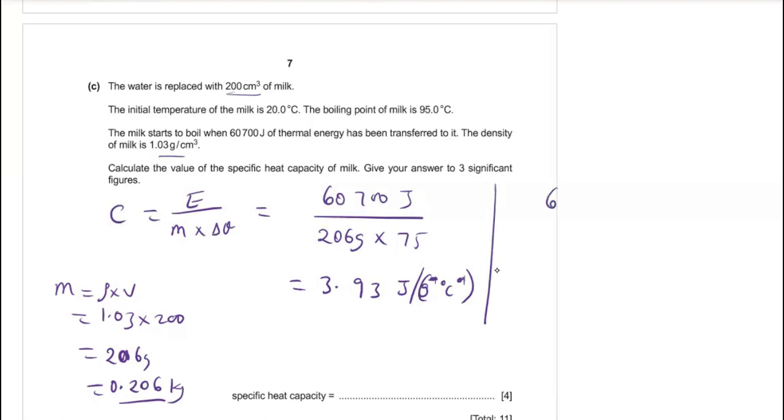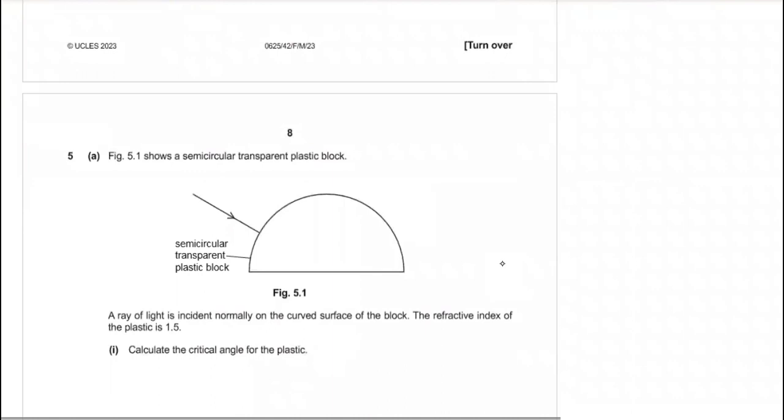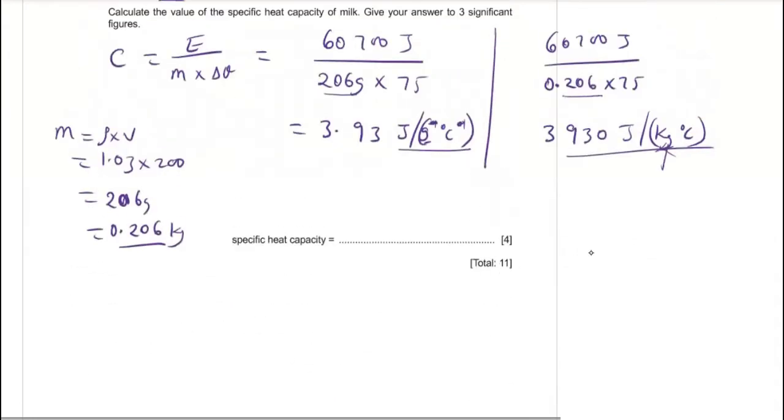Or if it is in kilograms, we will have 60,700 joules over 0.206 times 75. This will give us 3,930 joules per kilogram per degree Celsius. That is if it is in kilograms. So this question is open. The unit is open, so it's up to you to determine. As long as you get the correct unit, you're able to score. So if you don't convert into kilograms, remember that this will be in grams. If you convert to kilograms, the unit will be joules per kilogram per degree Celsius. So either is correct. But please be warned, there are some questions where they give you the unit here. So you must convert your working or the input into the units that are provided.